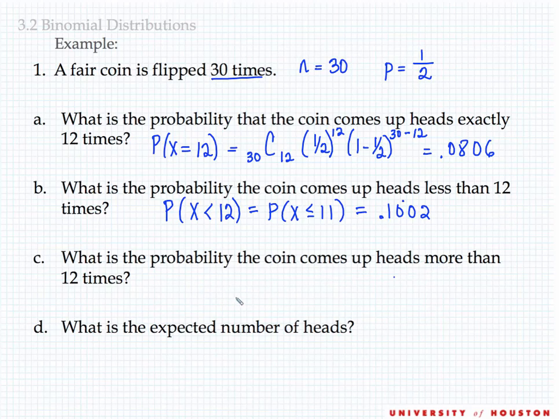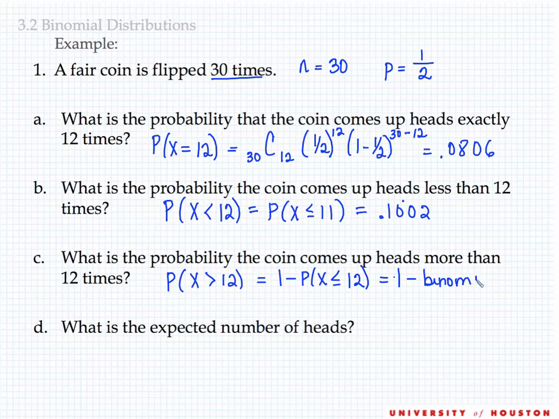Okay, what is the probability that the coin comes up with heads more than 12 times? And this is more than but not equal to, strictly greater than. Well, greater than 12 is the same thing as the complement of less than or equal to 12, and that's why we will use 1 minus binomial CDF of 30, 0.5, 12 on the calculator. This comes out to be 0.8192.